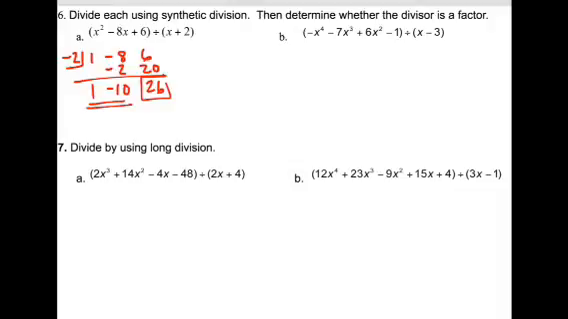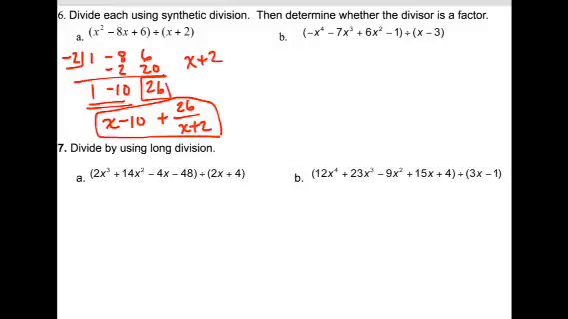So this means I have x minus 10 plus 26, my remainder, over the divisor, which is x plus 2. So that would be the answer. And because we got a remainder, we could say that x plus 2 is not a factor. Because remember, we need a remainder 0 for it to be a factor.